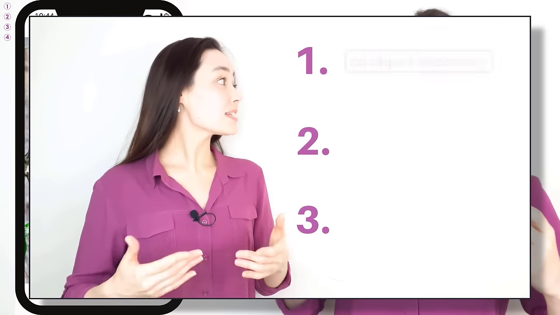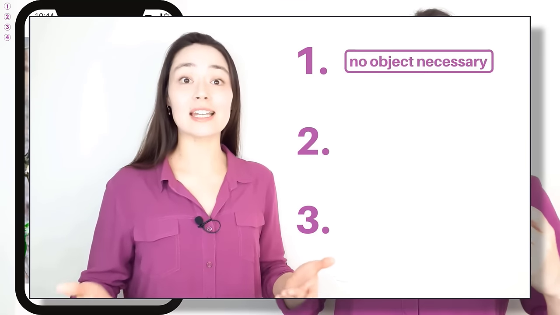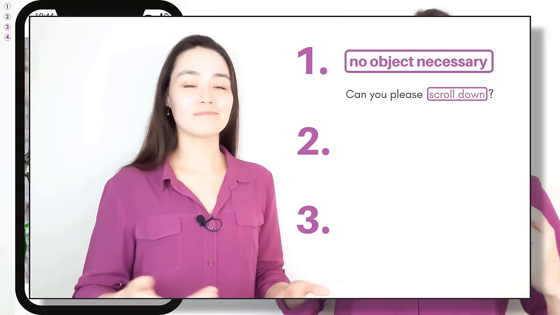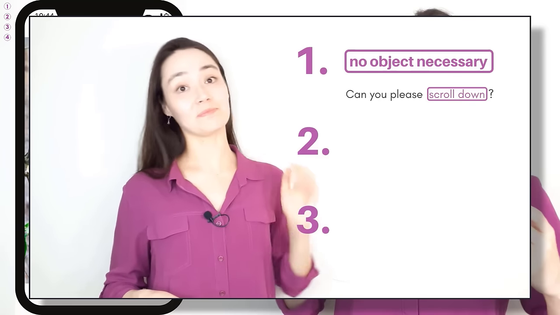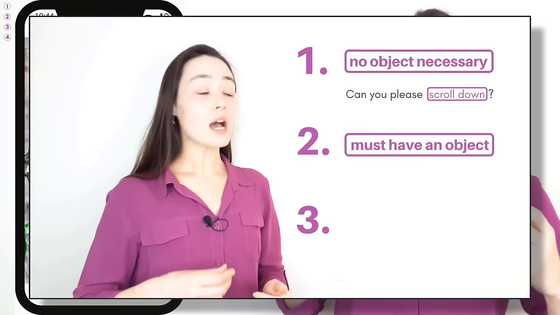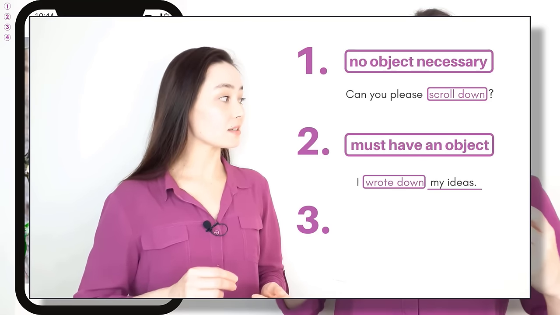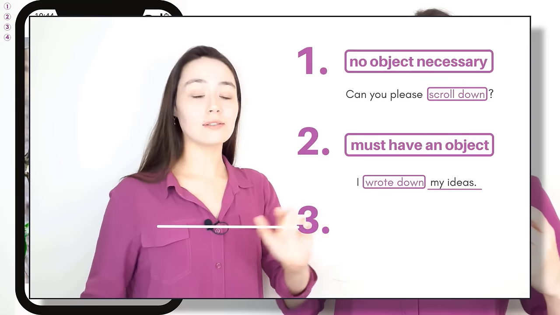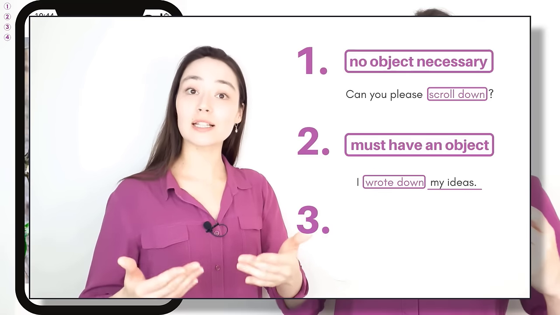Number 1, some phrasal verbs do not need an object. For example, can you please scroll down? No object necessary. Number 2, some phrasal verbs need an object. I wrote down my ideas. In this lesson, I will underline all of the objects so you can clearly see them.